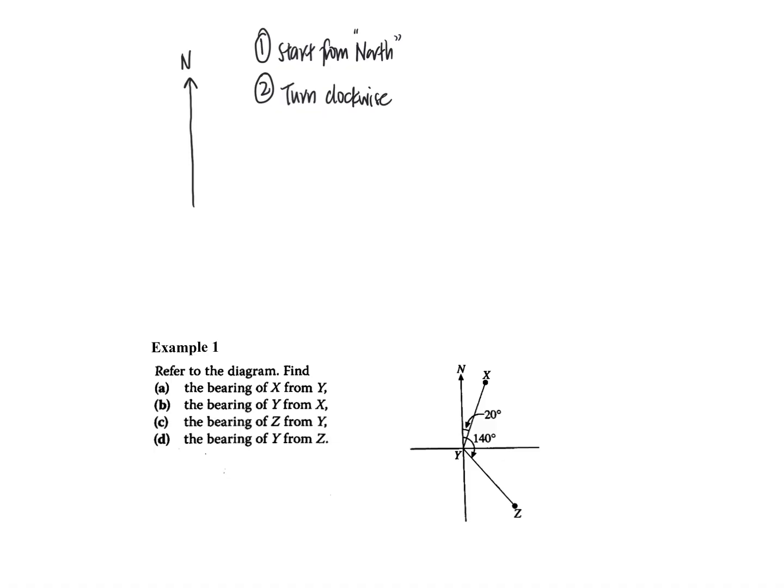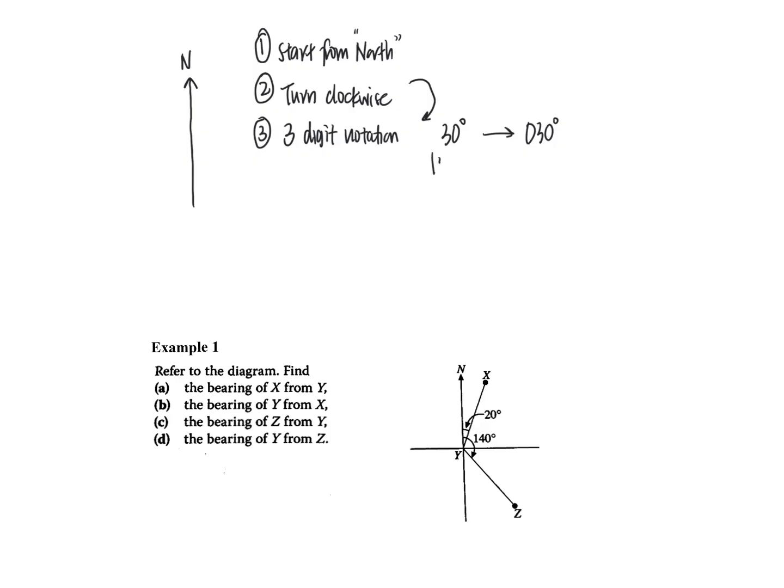In exam, if you forget what is clockwise, look at your watch. If you are not wearing an analog watch, look at the clock on top. Where is the second hand turning from? So that direction is clockwise. So turn clockwise. And then third, it must always be represented by a 3-digit notation. Example, 30 degree. In bearings, we will write 030.